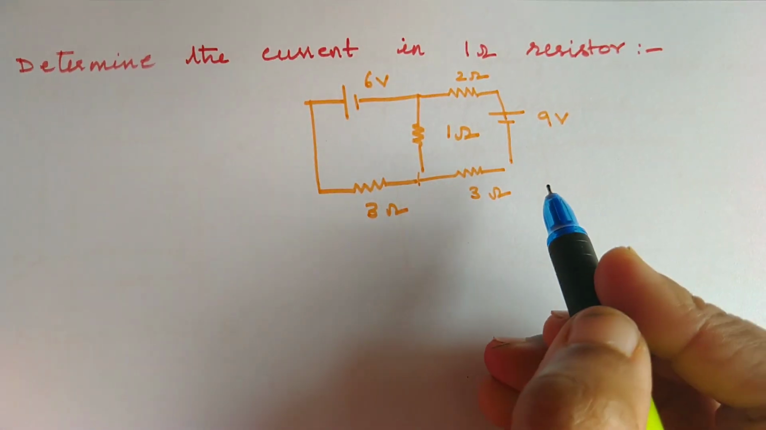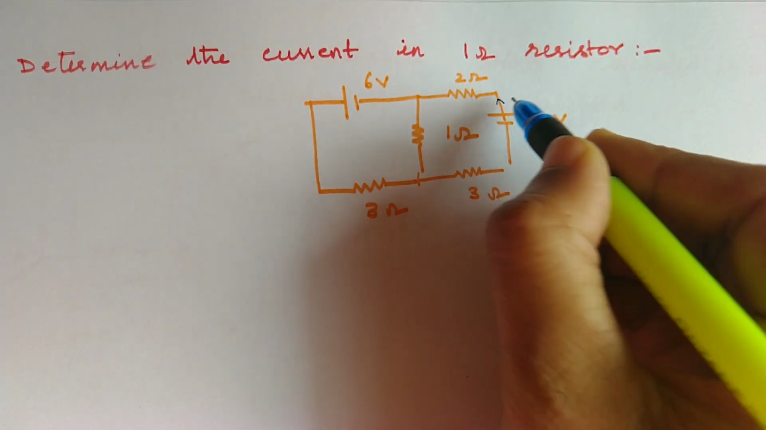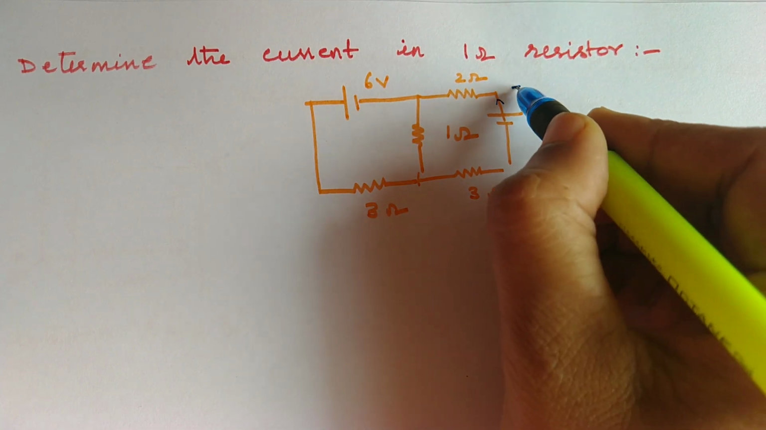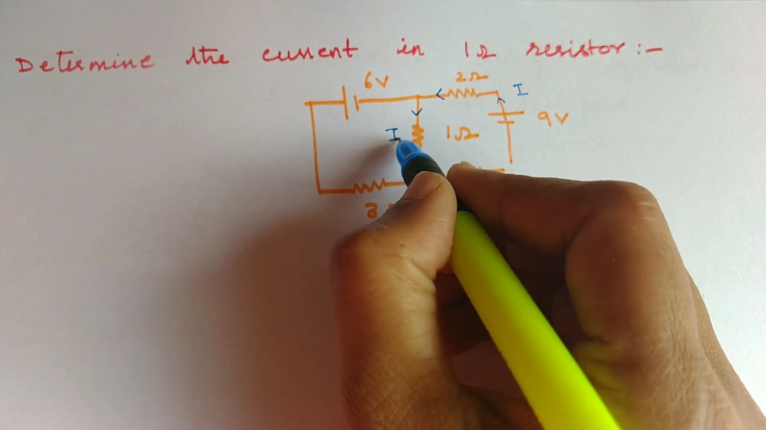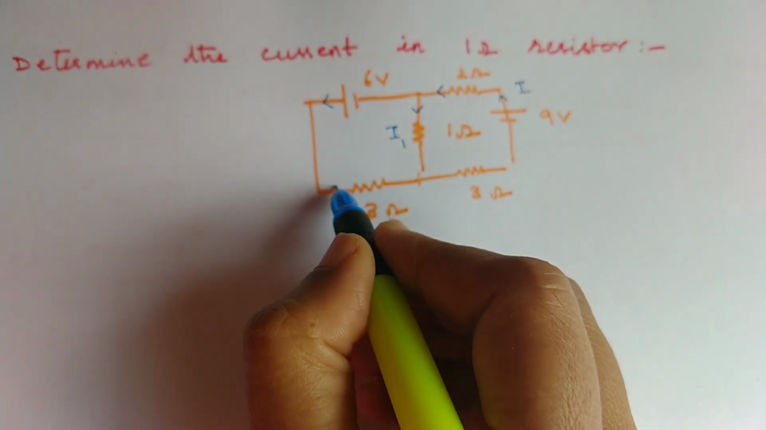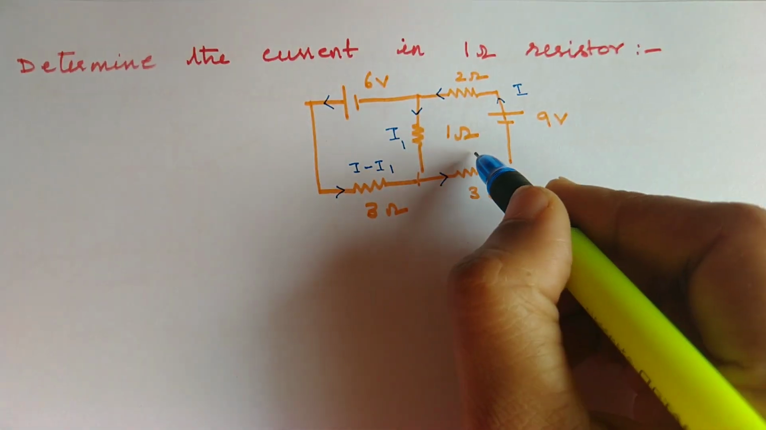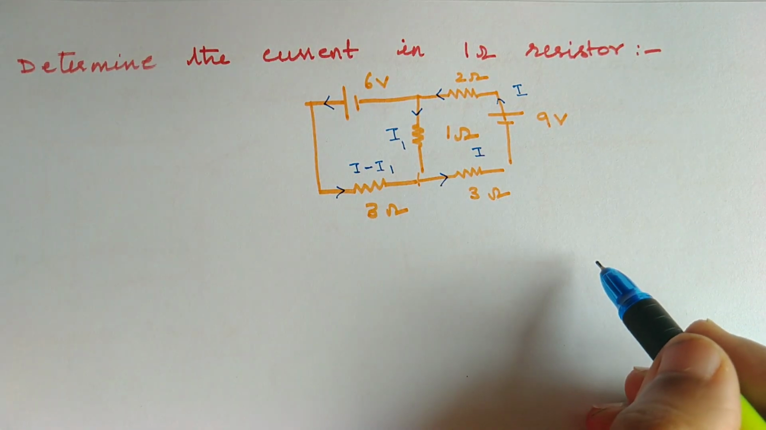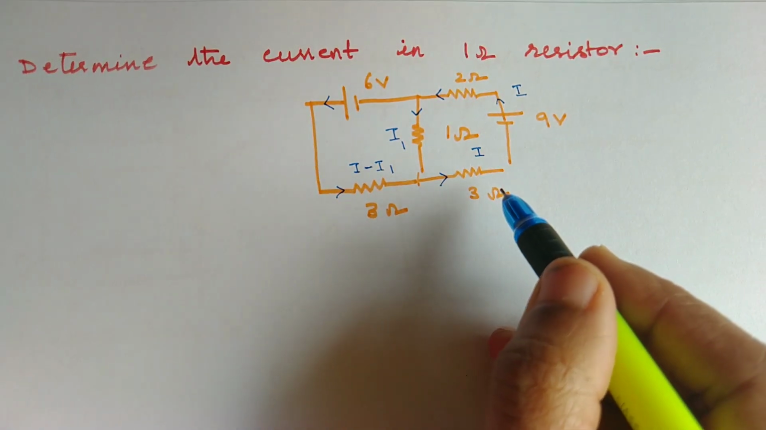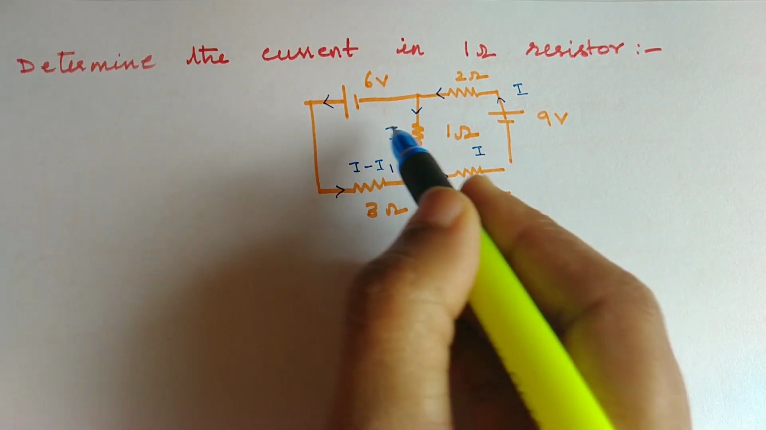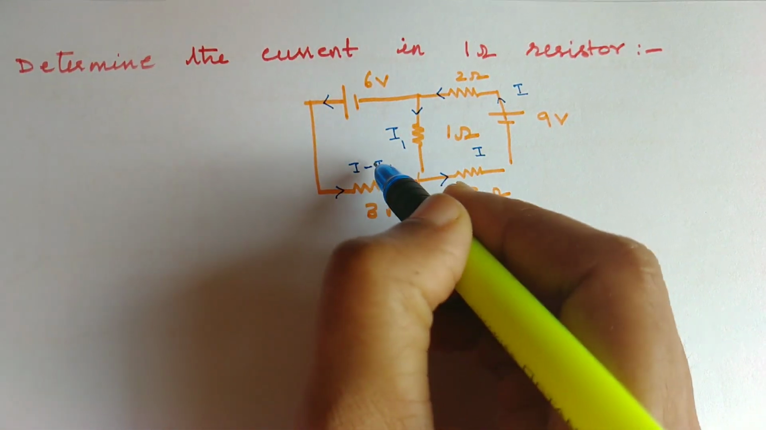To evaluate the current, first I will have to distribute the currents. Let the current coming from this 9 volt battery be I. After reaching this junction, it is divided as I1. The remaining current is I minus I1. Put together, it will flow as I. See, first I have branched the currents giving the directions. Now there are two closed loops in this region. I will apply Kirchhoff law for this half of the loop and this half of the loop.